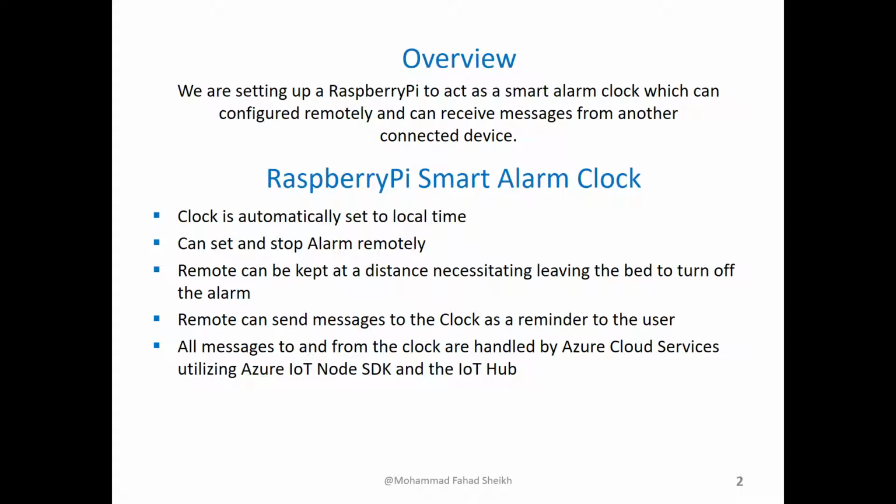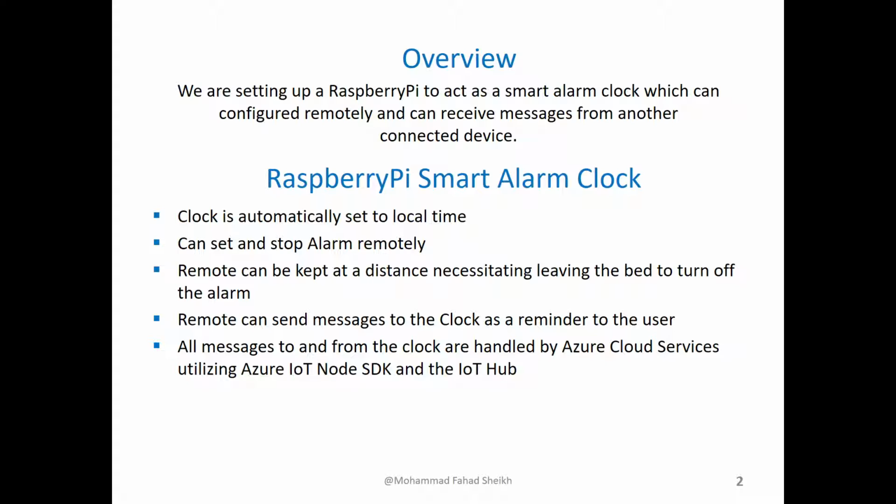As a brief overview, we are setting up the Raspberry Pi to act as a smart alarm clock, which can be configured remotely by a standalone device, an IoT device that's also hooked up to the cloud. That device can send messages to the smart alarm clock.